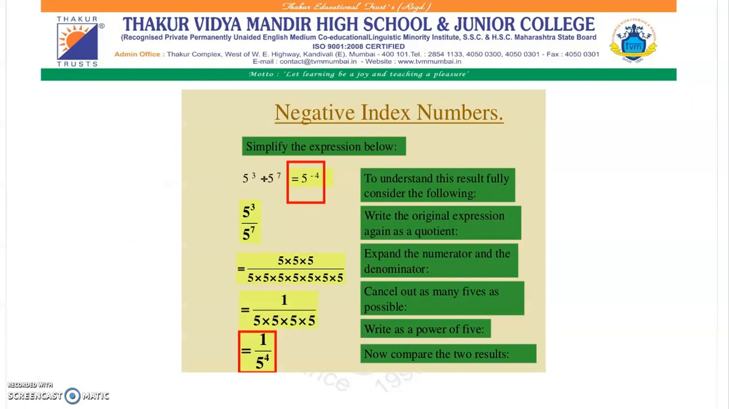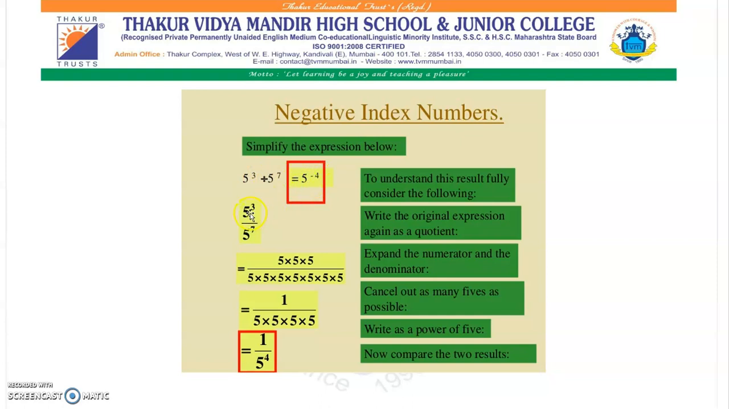Now the division. Simplify the expression given below. 5 raised to 3 divided by 5 raised to 7. Now you have to recall the rules which we have studied in the previous slide. A raised to m divided by a raised to n is equal to a raised to m minus n. So if we subtract the power, base will come one time only. 3 minus 7 is what? Minus 4. Smaller number minus bigger number, answer will come in negative. So 5 raised to minus 4.